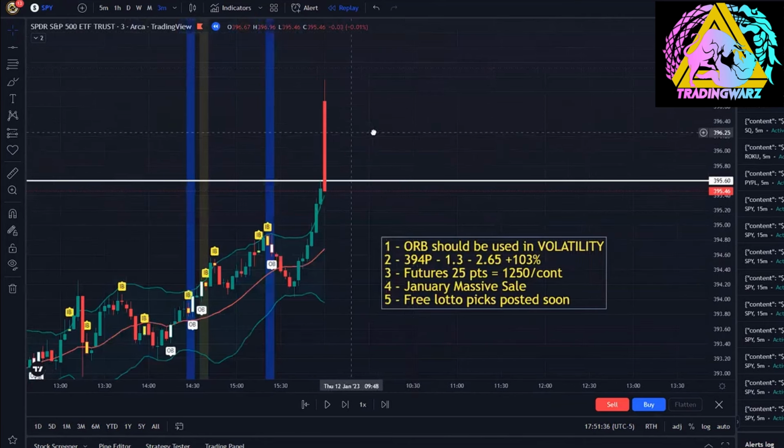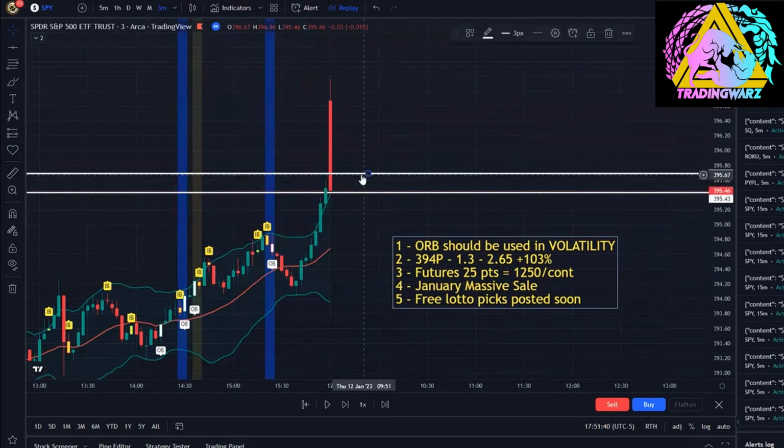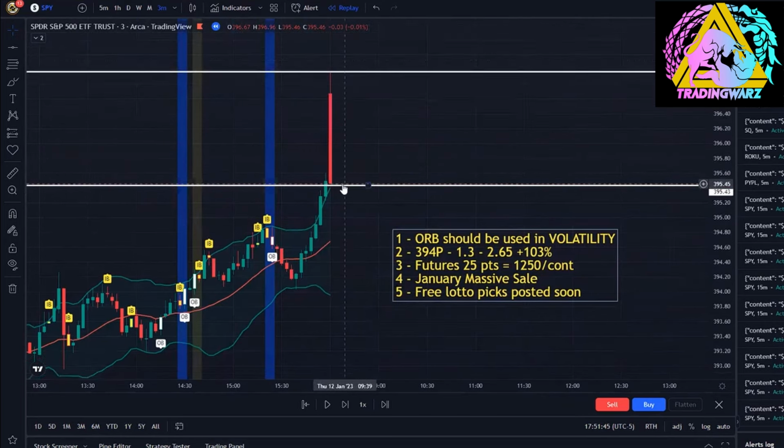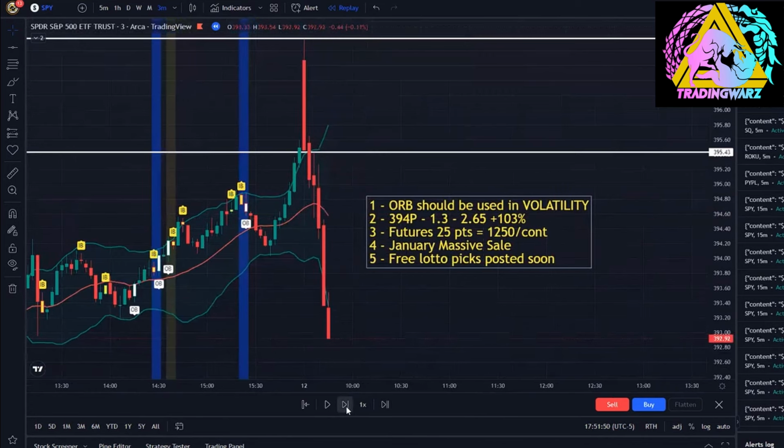So what we do here with the opening range breakout, guys, all we do is we mark the low like this and we mark the high. And all I'm doing is I'm letting the market tell me what to do. So if it breaks the low, I'm going to short. If it breaks the high, I'm going to go long. So you can see the next candle comes in, we break the low and boom, boom, boom, we flush straight down. So it's a really quick and easy trade.